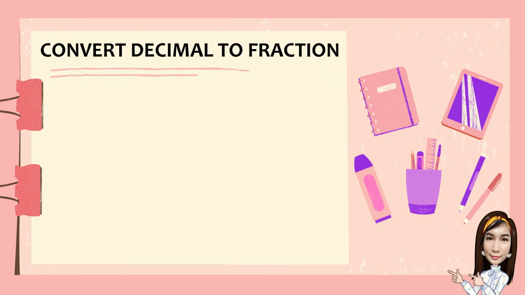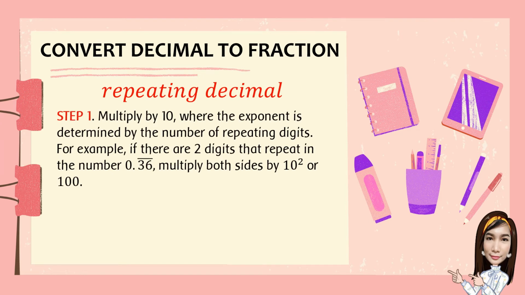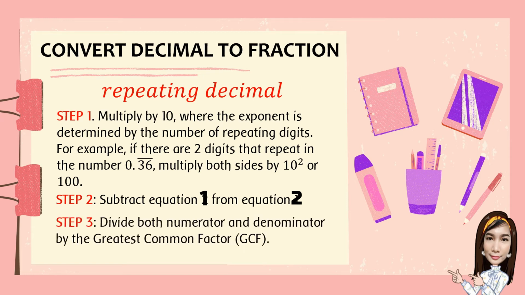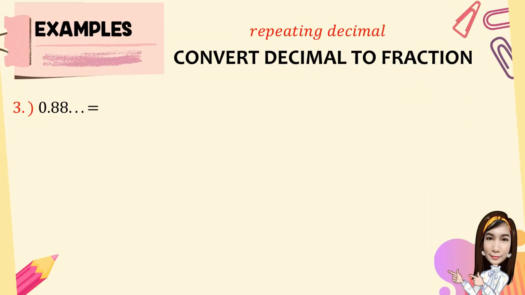Moving on to convert decimal to fraction given repeating decimal. First, we're going to multiply the given by 10, where the exponent is determined by the number of repeating digits. For example, if there are 2 digits that repeat in the number 0.36 repeating, multiply both sides by 10 squared or 100. Second, subtract equation 1 from equation 2. Third, divide both numerator and denominator by the greatest common factor or GCF. Now, for you to understand, let's have the following examples.